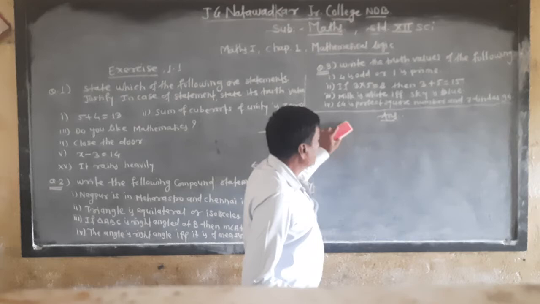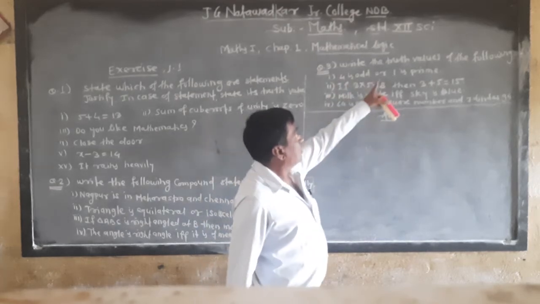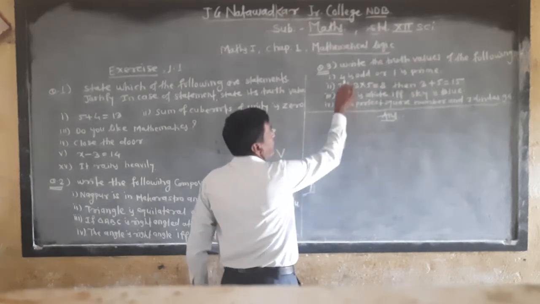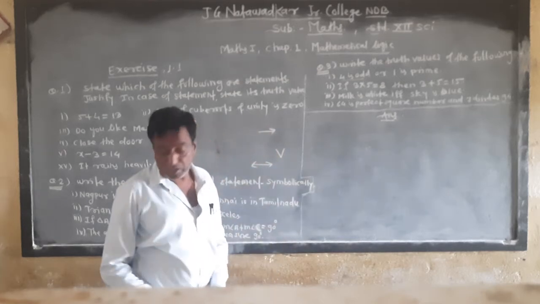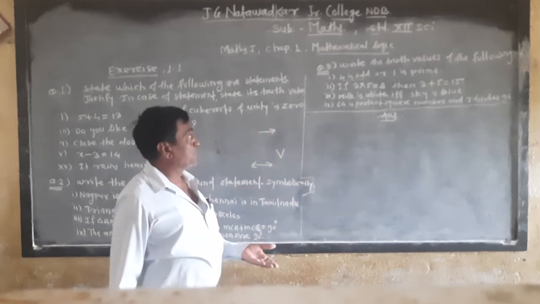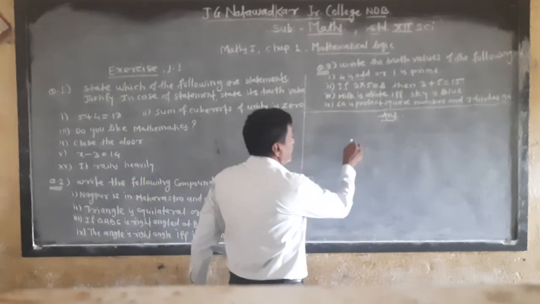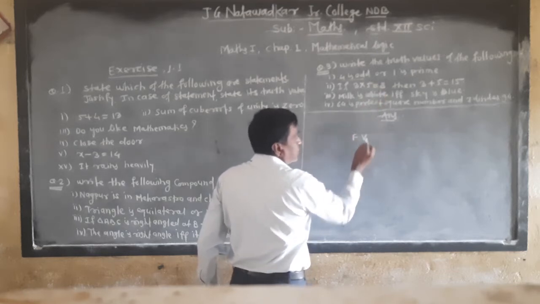Now see that the first statement is: 4 is odd or 1 is prime. Here the first statement is P. Observe this statement, 4 is odd. Is it true or false? 4 is not odd, it is an even number, so it is false. The connective is "or", which means disjunction.